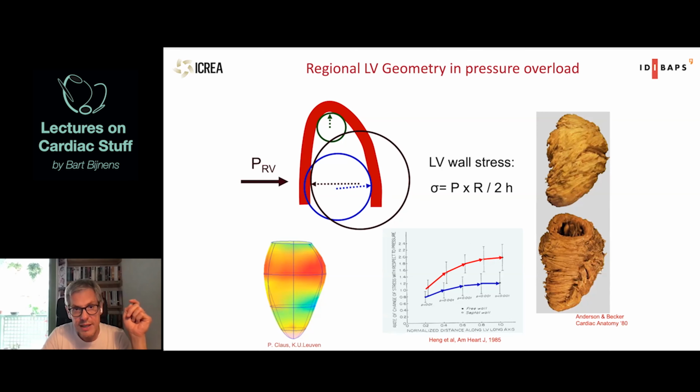And what you can show is that if you increase the pressure, the increase in wall stress because of an increase in pressure will be related to the local radius of curvature. And what you will see here in this plot is that the septum has a much bigger increase in wall stress when we have a pressure increase, as compared to the lateral wall.